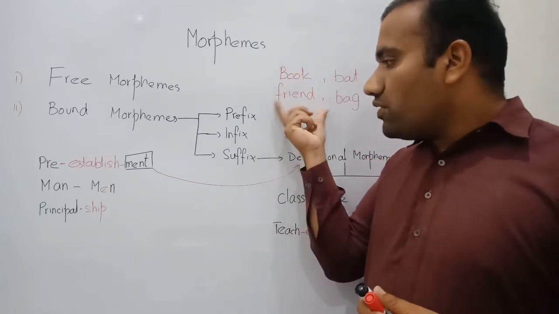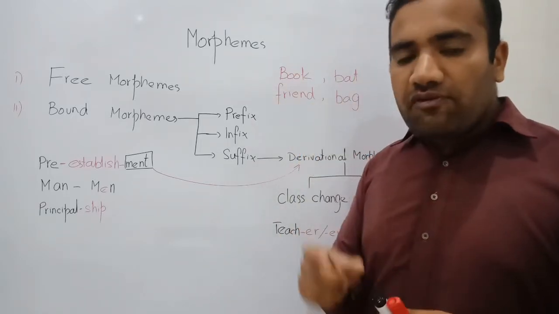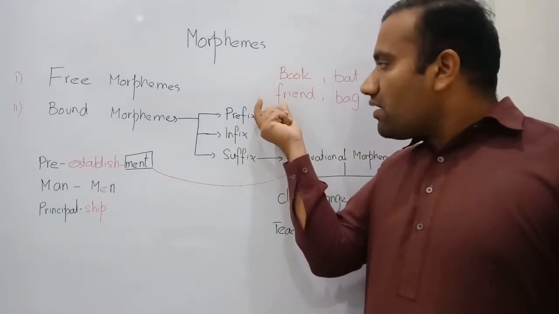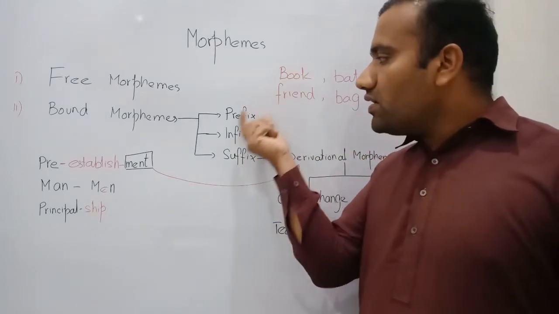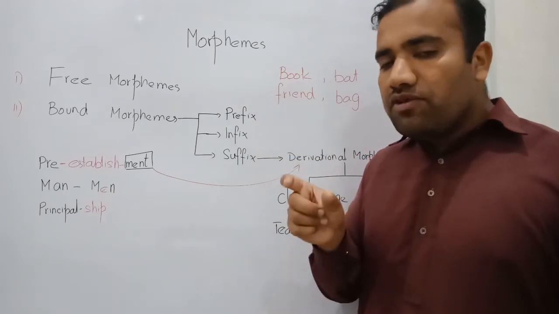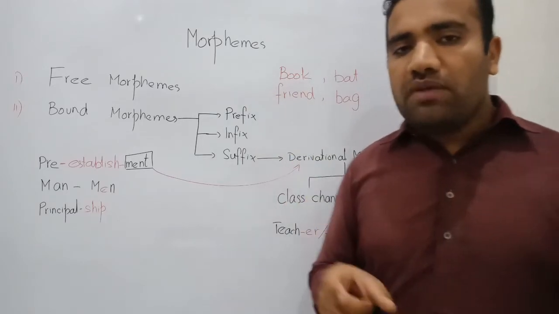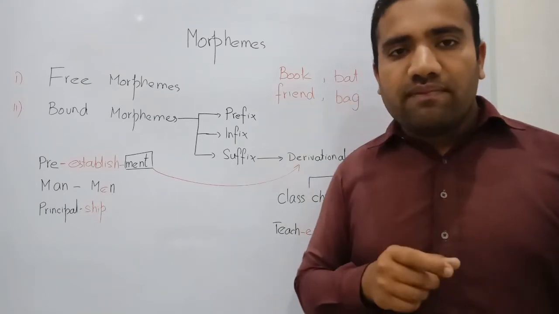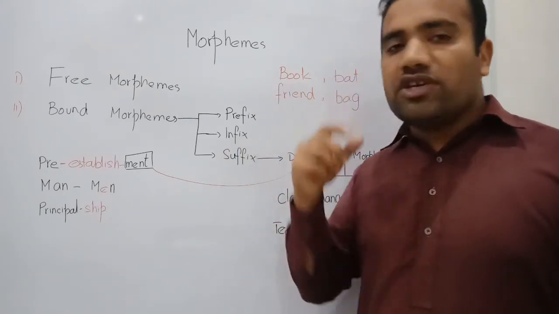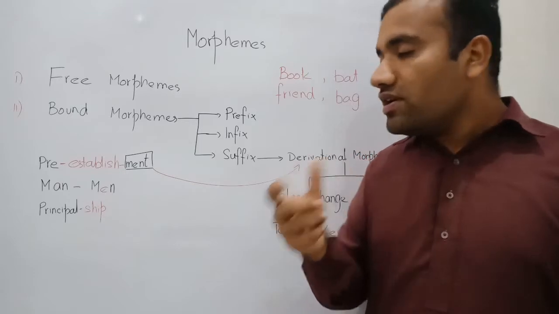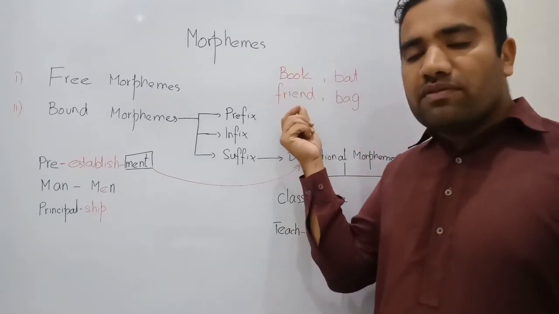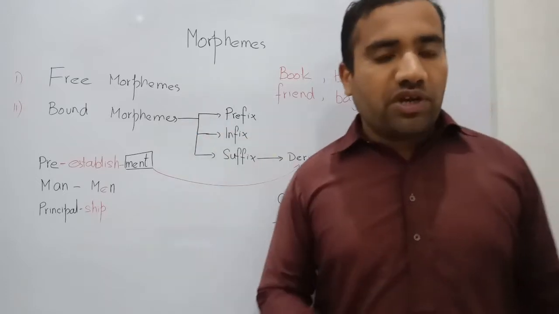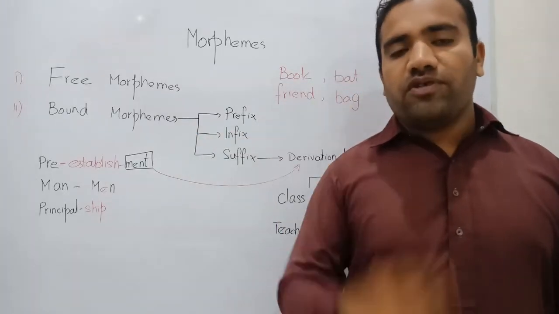We have the word friend. If we insert one morpheme at the beginning of this word, this is called prefixation. And if we insert one type of morpheme that we attach to the end of the word friend, this is called suffixation. And if we insert in between, within the word, this is called infixation. And in bound morpheme, we have three types of morpheme.